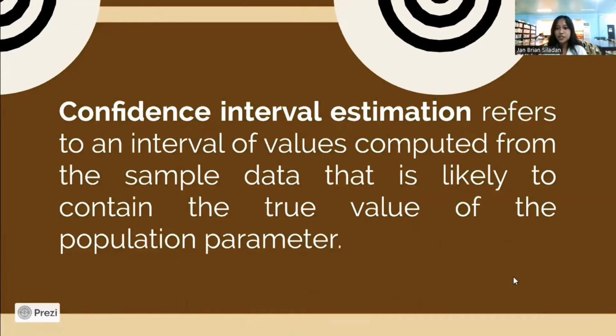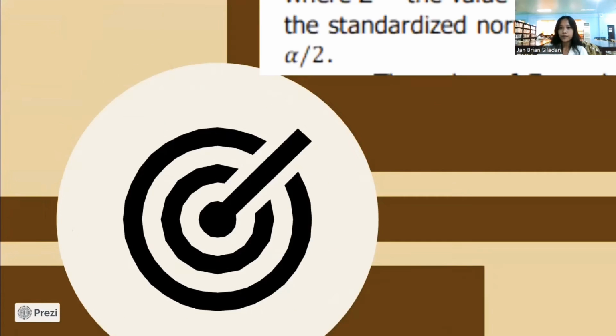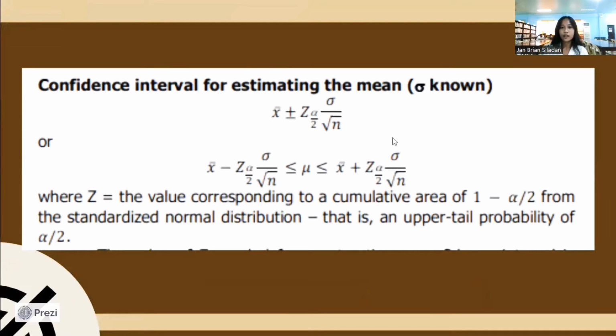Confidence interval estimation refers to an interval of values computed from the sample data that is likely to contain the true value of the population parameter. Confidence interval for estimating the mean where the standard deviation is known. The formula is mean plus minus z alpha over 2 times standard deviation over the square root of n, or mean minus z alpha over 2 times standard deviation over square root of n.